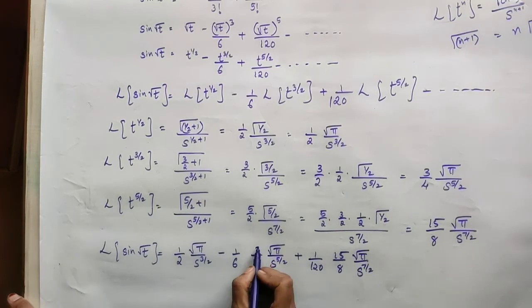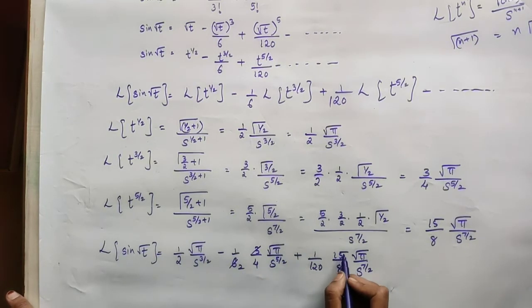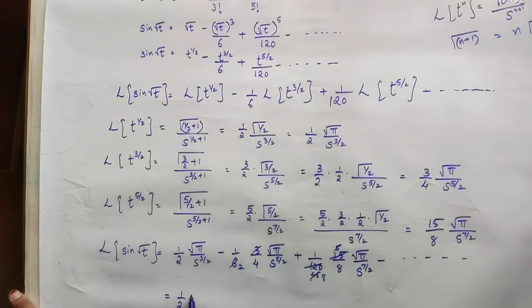Now you simplify this further, and continue with minus and so on. This is equal to half root pi over s to the power 3 by 2, minus 1 by 8 root pi over s to the power 5 by 2, plus 1 by 64 root pi over s to the power 7 by 2, minus and so on.